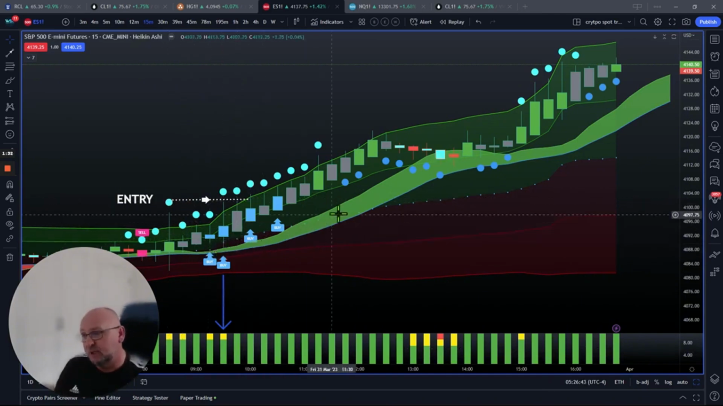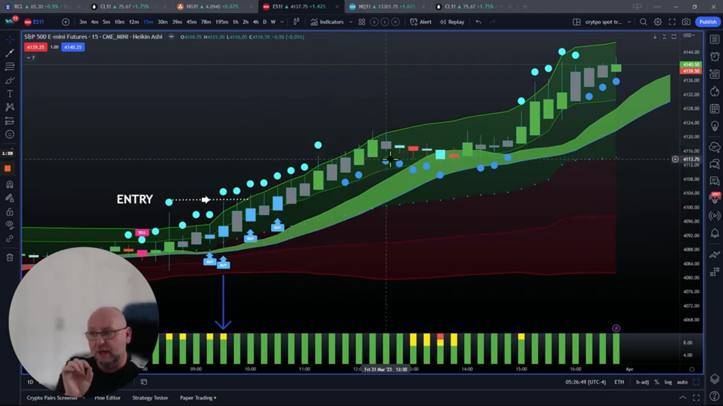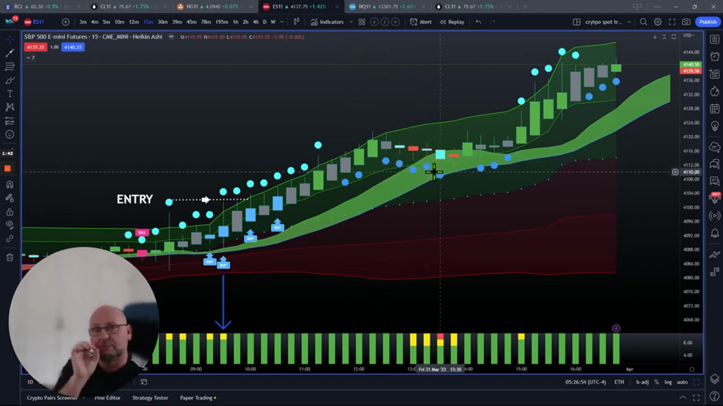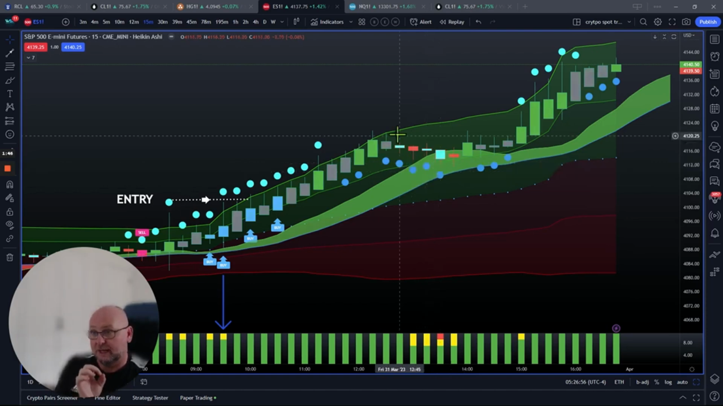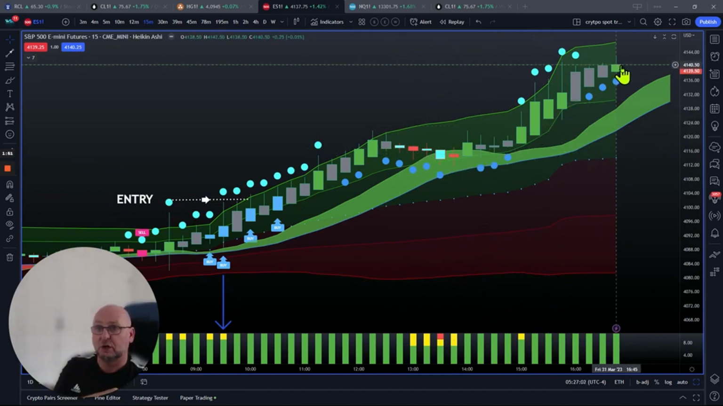You see the ribbon here. You see the dots up above, below the pullback that comes back against that move. Every candle has lower than average volume. The manager's telling you not to panic. It runs out of juice, turns back up again, and goes all the way into the close.